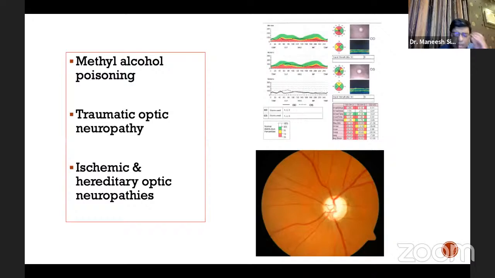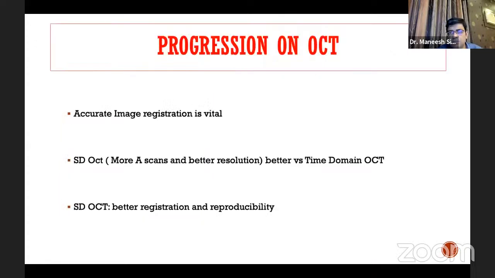The reason I share this case is that OCT again cannot differentiate methyl alcohol poisoning or traumatic optic neuropathy or ischemic optic neuropathy from glaucoma. OCT can tell you whether you have thinning or no thinning. Whether the thinning is because of methyl alcohol, that is something you have to decide based on your clinical evaluation.